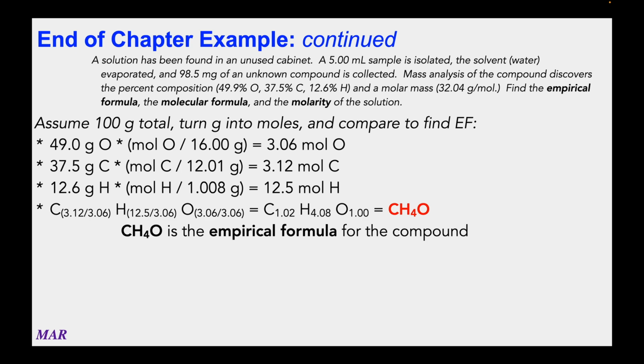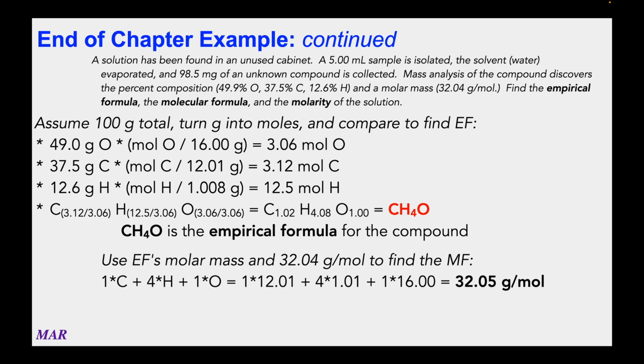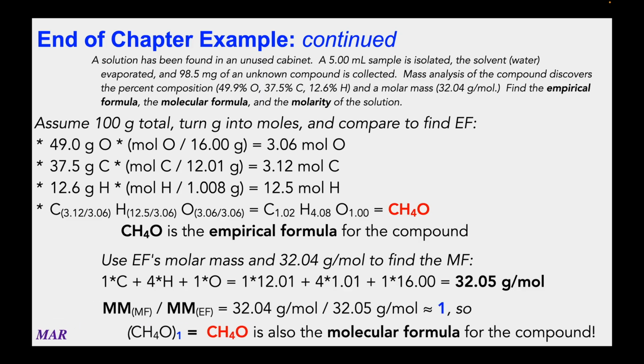But this isn't necessarily the molecular formula. So now we're going to compare the molar mass of the whole thing, 32.04, to the empirical formula's molar mass. So we're going to take 1 carbon, 4 hydrogens, and 1 oxygen and compare it to the 32 number. And if you do that, and this is the part where you can use cheesy sig figs if you like, I used a little bit better sig figs here, and I got 32.05 grams per mole for the empirical formula. Well, the molar mass of the whole thing was 32.04, so 32.04 divided by 32.05 is almost exactly 1.